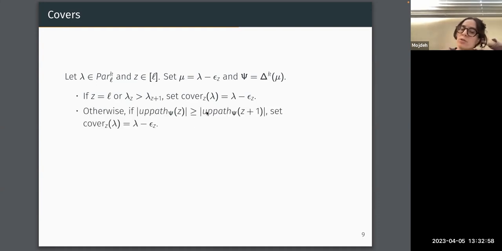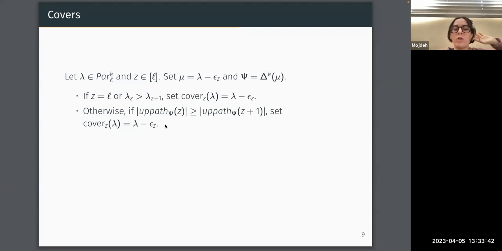Okay. Another sort of simple version of cover, so if that fails, then the next thing we try is we look at the length of the up path of Z in psi and the length of the up path of Z plus 1 in psi. And the length being the number of elements in the set. So if up path in psi of Z has more elements or the same number of elements as up path in psi of Z plus 1, we're done again immediately. We again have the same exact thing. Cover Z of lambda is lambda minus epsilon Z. So those are kind of like the two easy cases.